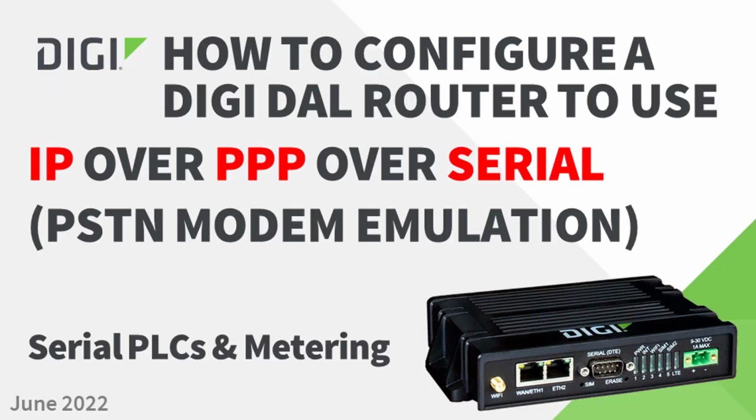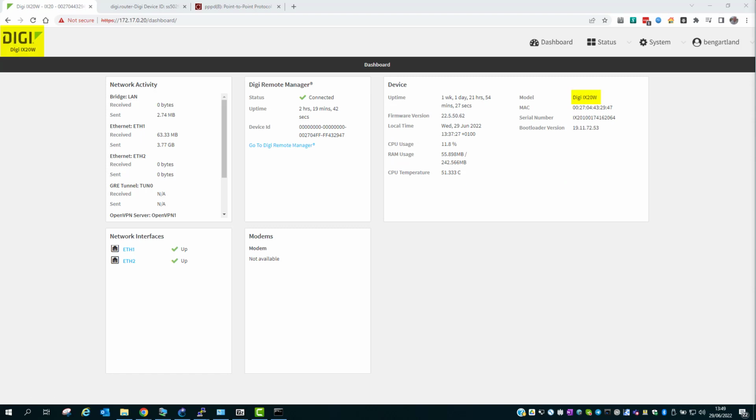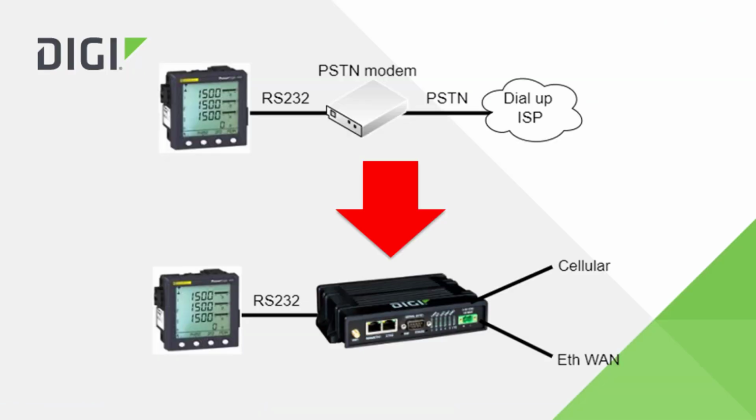In this video I'm going to show you how to configure your Digi accelerated Linux router to accept PPP dial-in calls via the DB9 RS232 serial connection. For this demo I'm using the IX20 router with firmware version 22.5.50.62.